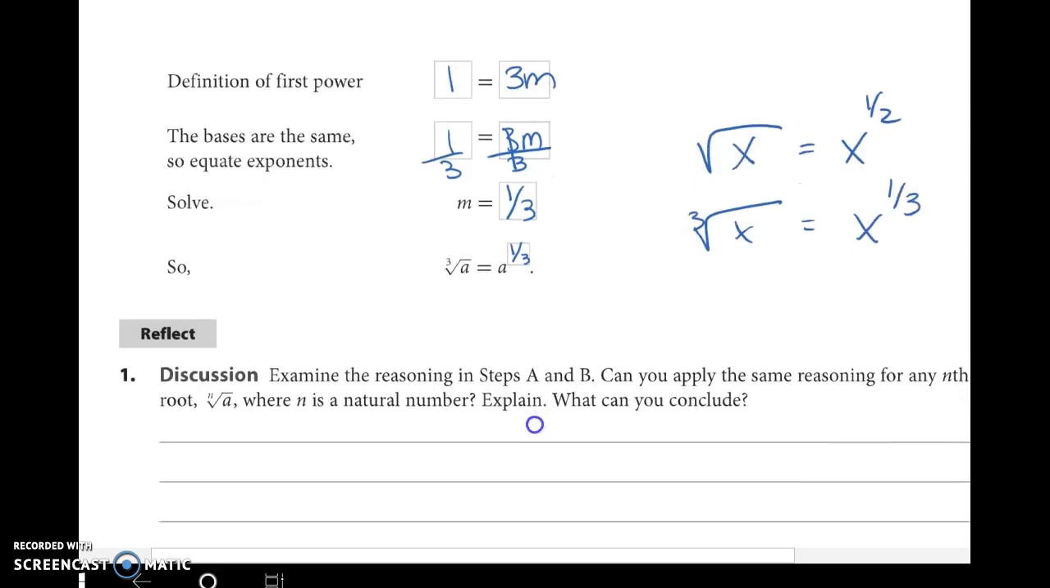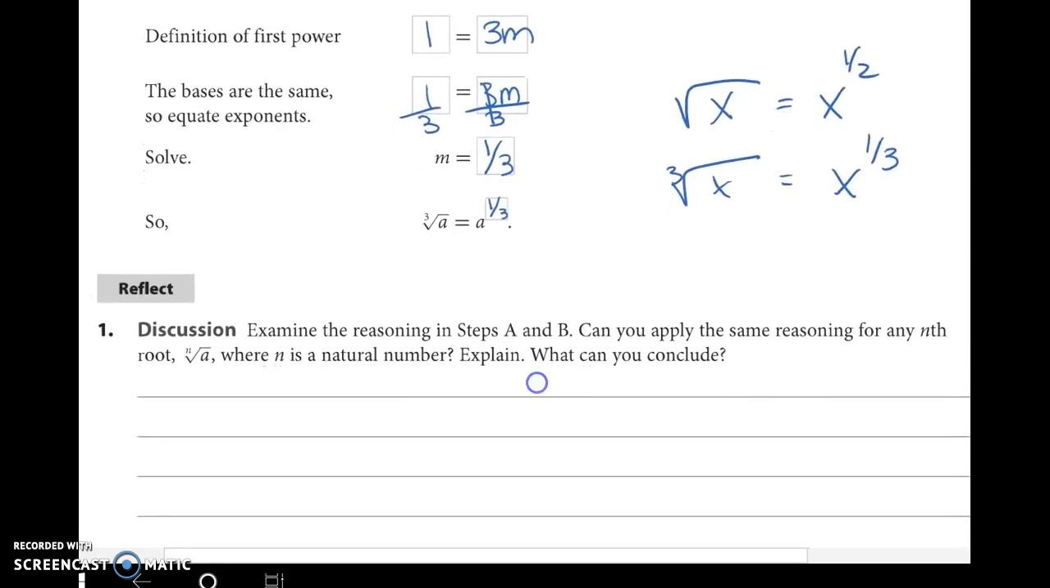Okay, I'm going to do the reflect here. It says, examine the reasoning in step A and B. Can you apply the same reasoning to any nth root? So I have the nth root of a, where n is a natural number. Explain, what can you conclude? So it worked for when your index was a 2, it worked for when your index was a 3. Will it work if your index is an n? So let's go ahead and see that.